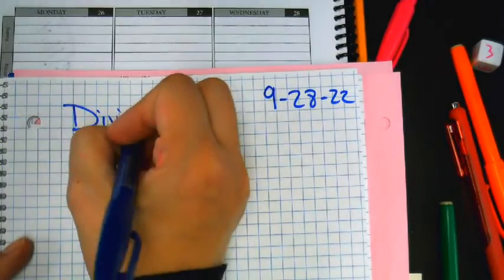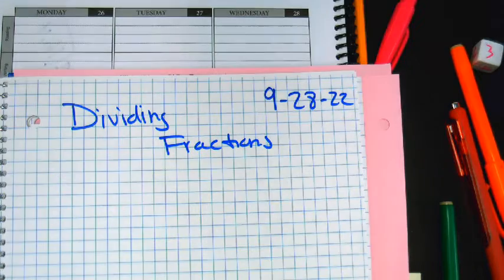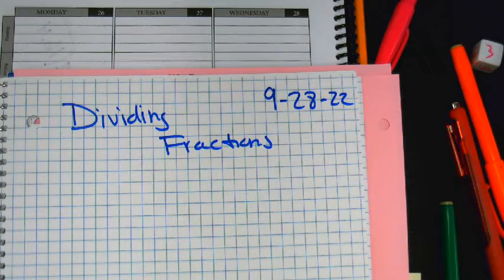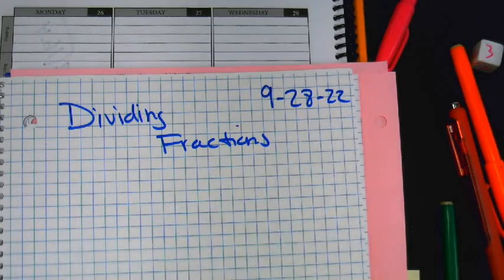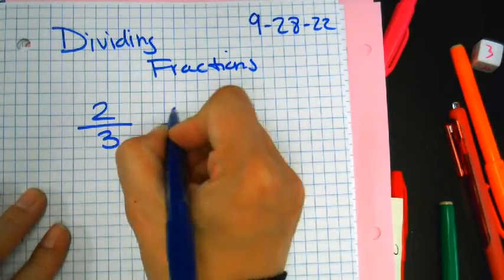We are going to be dividing fractions. I'm going to teach you in like 10 seconds how to divide fractions. We're going to keep it, ladies and gentlemen, as fractions. It's actually pretty easy. We may or may not remember from previous years. So, 2/3 divided by 4 over 9.